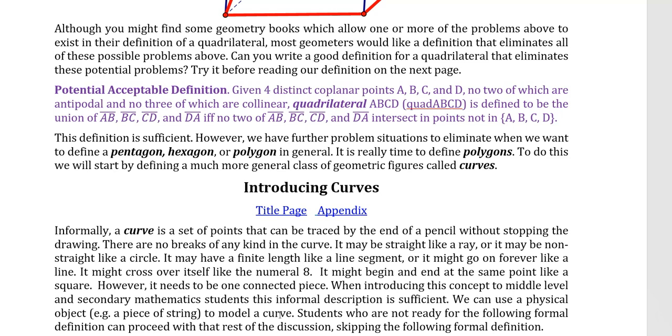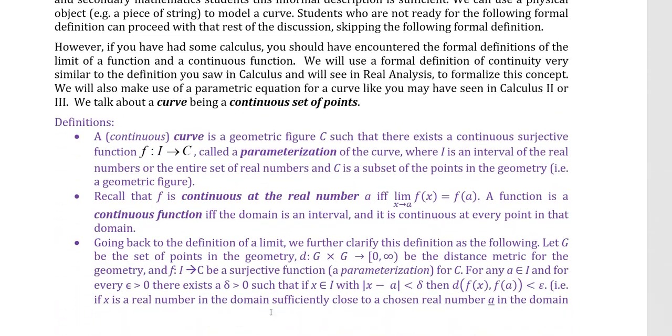Now, if you're in high school and you want to skip ahead of this next little piece, that's fine. If students are not ready for the following formal definition, they can skip ahead and it doesn't really lose too much. However, if you've had some calculus, you should have encountered the formal definitions of the limit of a function and a continuous function. If you're in my college geometry class, you've had at least a semester or two of calculus. We will use the formal definition of continuity, very similar to the definition you saw in calculus, and we'll see again in real analysis if you haven't taken that class yet, to formalize this concept.